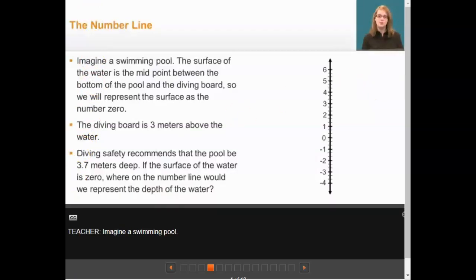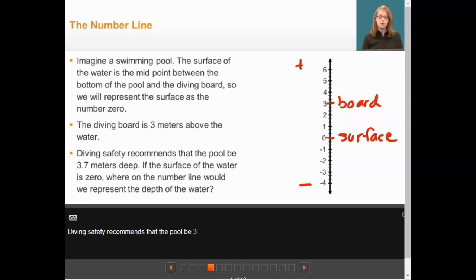Imagine a swimming pool. The surface of the water is the midpoint between the bottom of the pool and the diving board. So we'll represent the surface of the water with the number 0. All of the numbers above 0 are the positive integers. The numbers below 0 are the negative integers. The diving board is 3 meters above the water. We'll represent that here.